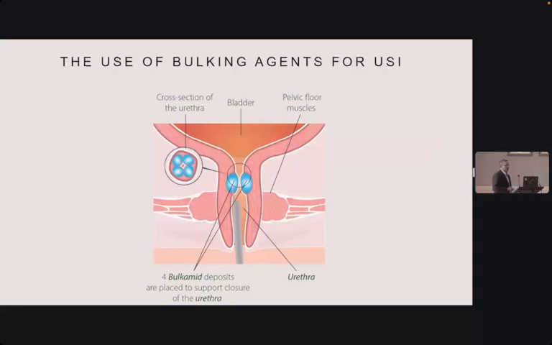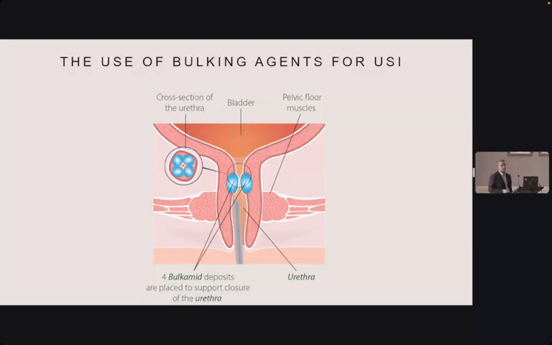And then almost concluding with the more recent thing, the use of bulking agents. So the National Institute for Health and Care Excellence, NICE, and the American College of Obstetricians and Gynecologists suggest that periurethral bulking agents should be considered as one of the several treatment options for patients with decreased urethral mobility. The overall complication rates of bulking agents are very, very low. However, in the older particle-based agents, there appear to be some adverse events such as extrusion and foreign body reactions.